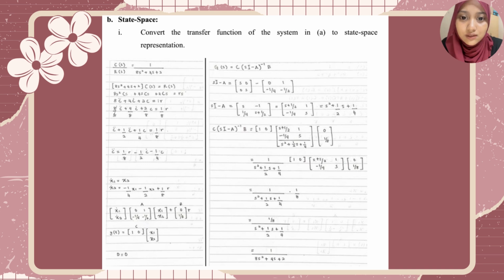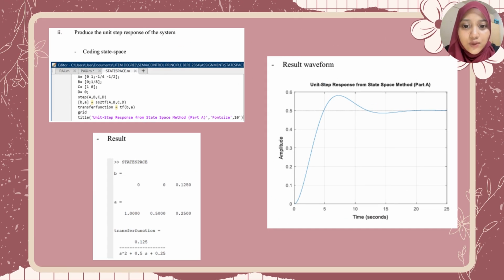As shown in the handwritten working, we derive the state space matrices and substitute them into the formula G(s) equals C times (sI minus A) inverse times B. The result shows the unit step response of the system, where we can clearly see the overshoot and settling behavior. Next, we simulate the unit step response using the state space method in MATLAB.